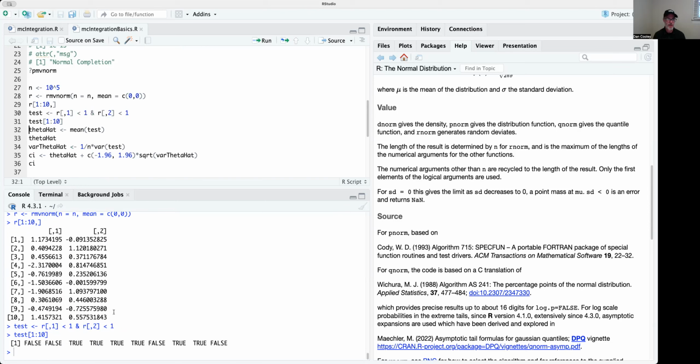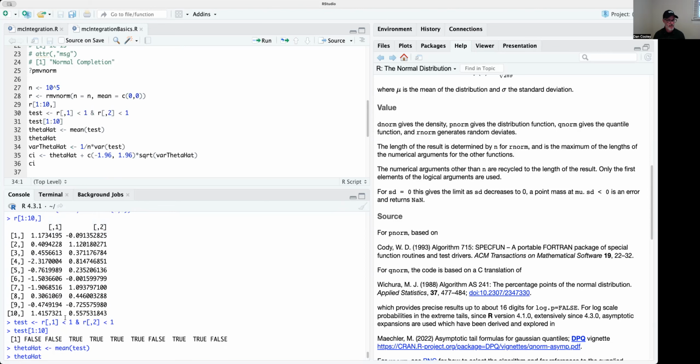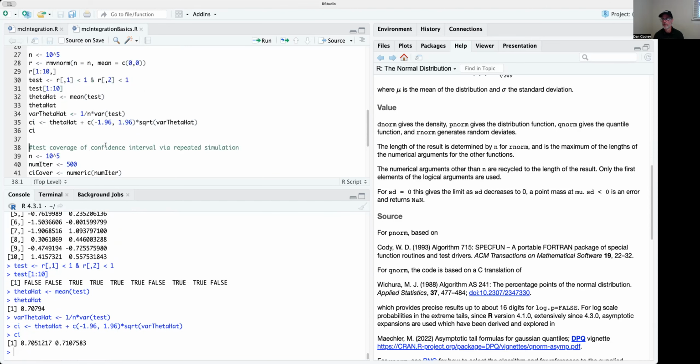And so we could again count these, and our estimate is 0.7079, whereas R got 0.7078. So you can see that our estimate came out pretty close. And again, we can get a confidence interval the same way we did before, just by the variance of our estimate being 1 over n times the variance of these individual guys. Okay, that's all I got for Monte Carlo integration.